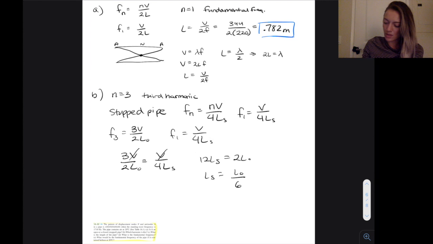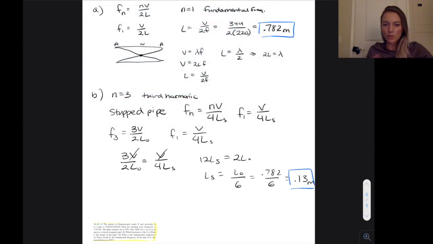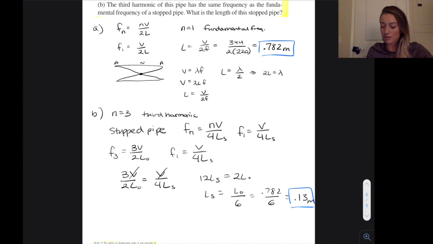So all I have to do is take the length of my open pipe, which I had here, right, the 0.782, and divide by 6. So that gives me 0.782 divided by 6 is 0.13 meters. So this is the length of my stopped pipe. The important thing here again to remember is that stopped pipes and open pipes have different forms of their harmonics, right? So this is all of the harmonics for an open pipe, and we have the 2 at the bottom. For the stopped pipe, we had a 4 at the bottom.